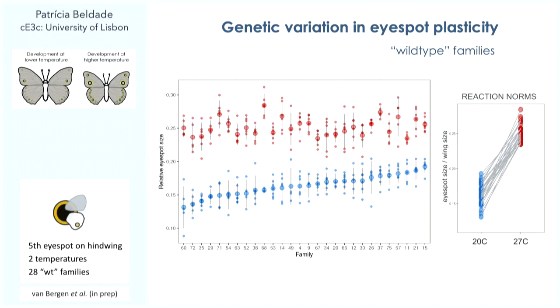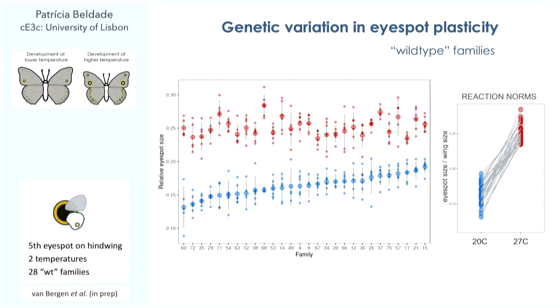So what is already pretty obvious is that the blue dots are always underneath the red dots, so they always have larger eye spots when they're grown at a larger temperature. But the distance between the blue dot and the red dot is not the same across families, okay? And presumably, this suggests that there's a genetic variation for how much plasticity we have, okay? And we could be brave like Benjamin and go and try to figure out in these butterflies.